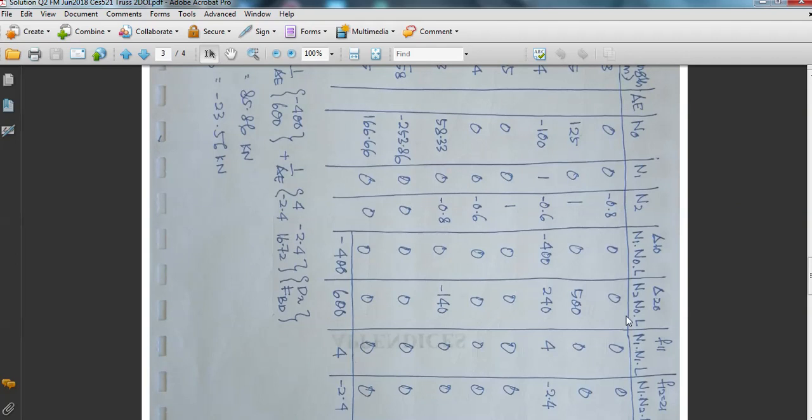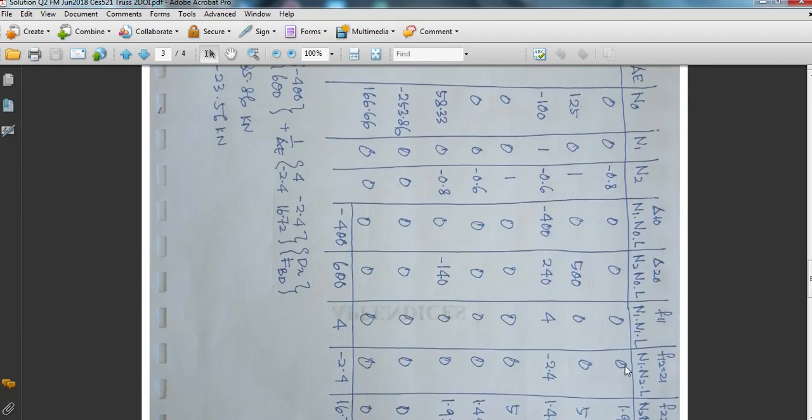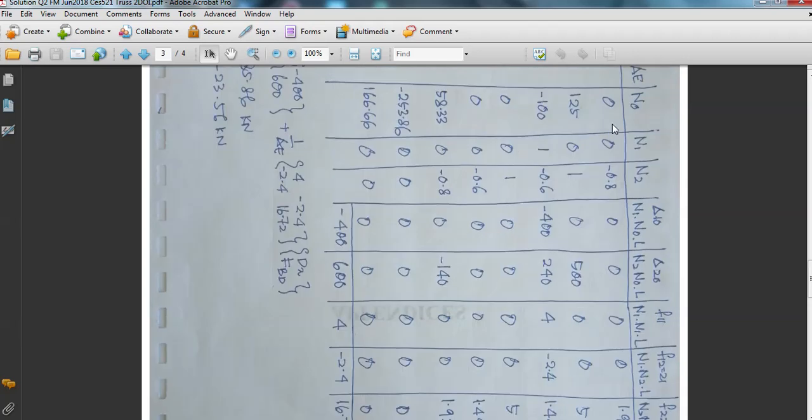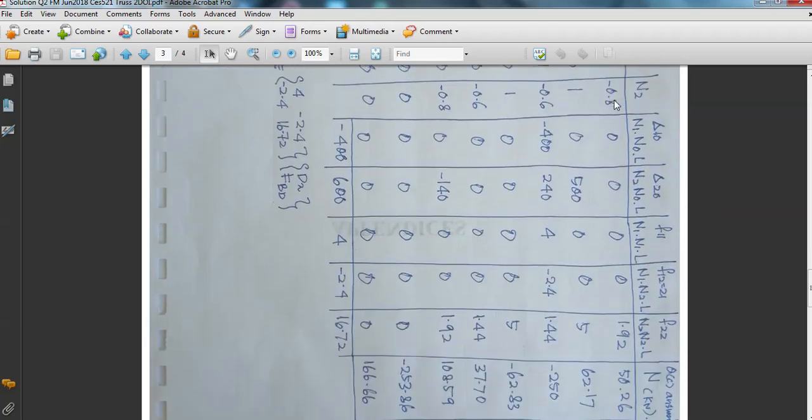Then you continue for F11. F11 means n1 multiplied by n1 multiplied by L. You got this value. F12 equals F21, you got this value, and you total. And F22 means n2 multiplied by n2 multiplied by L. So you got this value, then you total, you got 16.72. Okay, 16.72 for F22, minus 2.4 for F12 and F21, F11 as shown, delta 20 is 600, and delta 10 is minus 400.